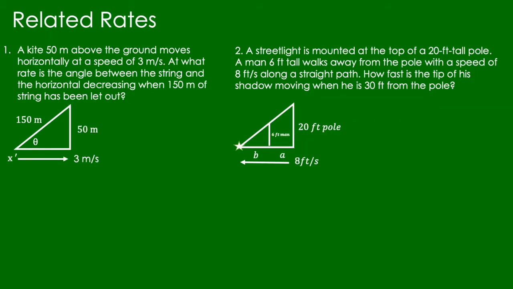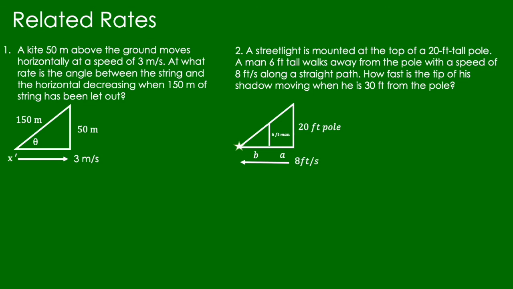Let's now take a look at some related rates problems. We have a video dedicated to related rates, but we weren't able to cover every single topic that you may see. So here are 2 more examples. The first is a kite 50 meters above the ground. It's moving at a horizontal rate of 3 meters a second. We want to know the rate at which the angle between the string and the horizontal is decreasing when 150 meters of that string has been let out.